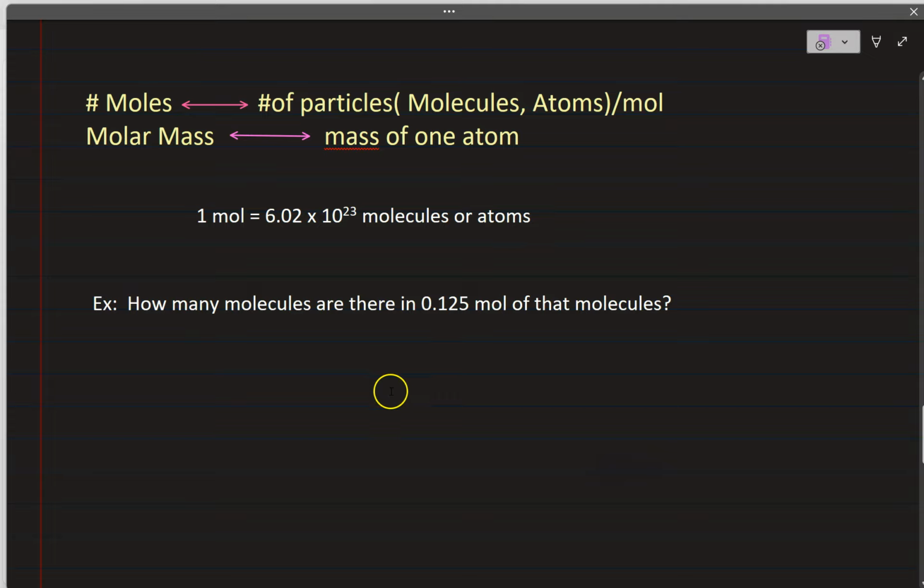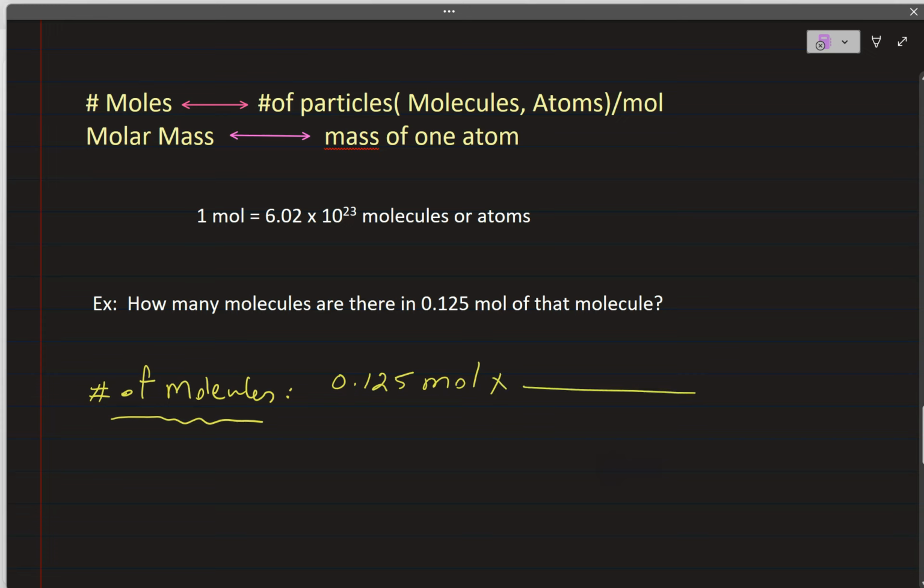So here's the first question. How many molecules are there in 0.125 mole of that molecules? You start with number of molecules. This is what we want. And we're just going to start with the mole, 0.125 mole times.